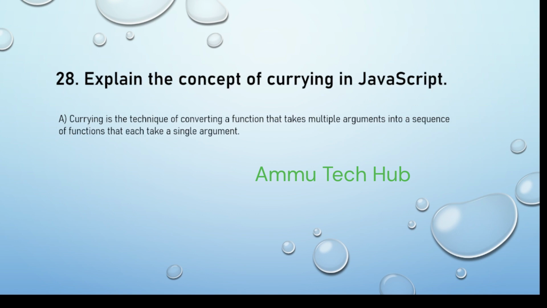Explain the concept of currying in JavaScript. Currying is the technique of converting a function that takes multiple arguments into a sequence of functions that each take a single argument.